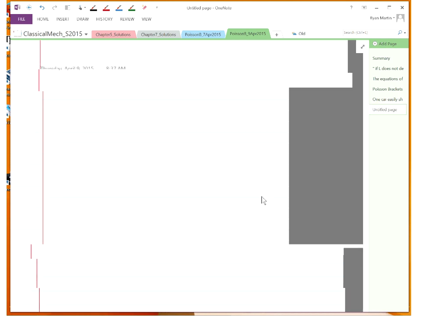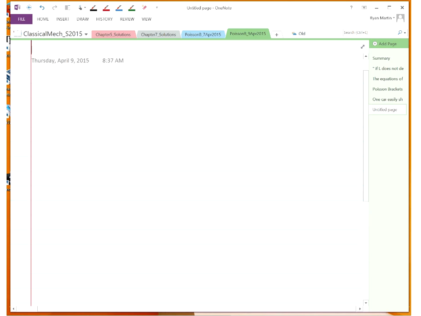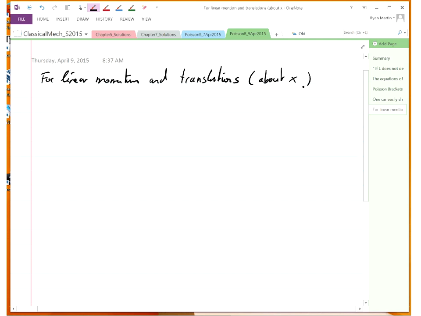Let's do another one. Let's do linear momentum. For linear momentum, we found that was related to translations, and has to do with the x-axis. Of course, it works for translations along any axis. I guess I should say along instead of about.